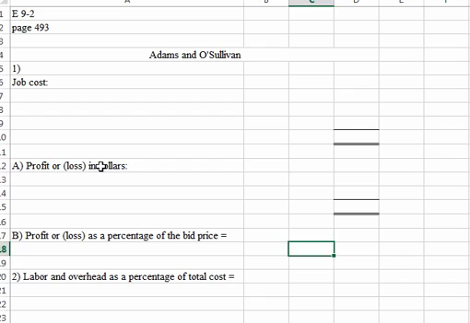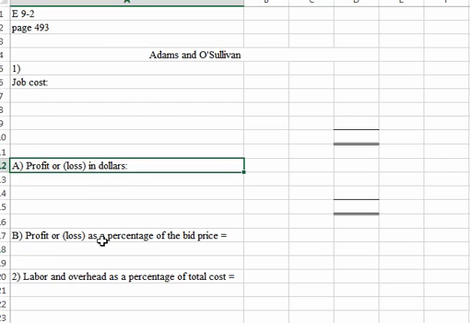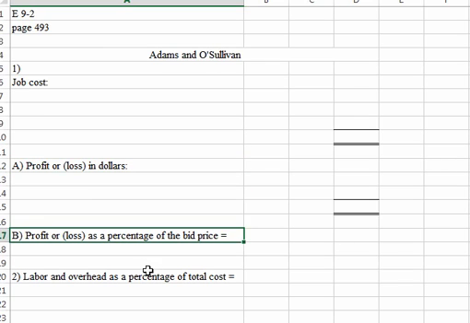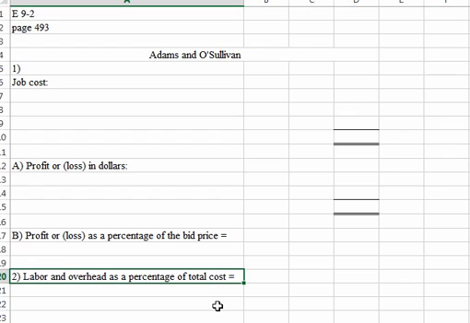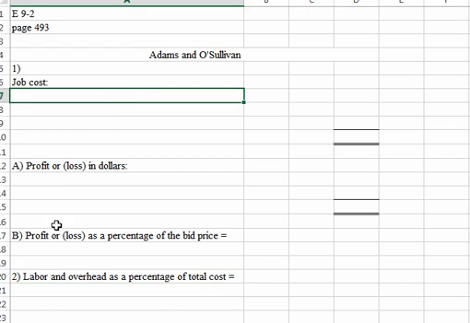Part A, set us up a space to do that here. Compute profit or loss as a percentage of the bid price. I set us up a space to do that here. And then number two, they want labor and overhead as a percentage of total cost. So let's start with job cost.